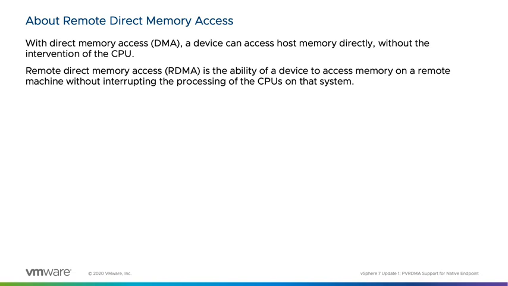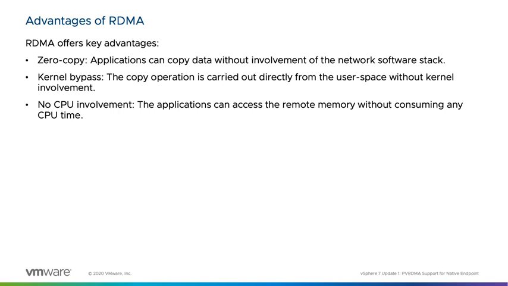Some key advantages of RDMA are zero copy. Applications can copy data without involvement of the network software stack. Kernel bypass. The copy operation is carried out directly from the user space without kernel involvement. And no CPU involvement. The applications can access the remote memory without consuming any CPU time.